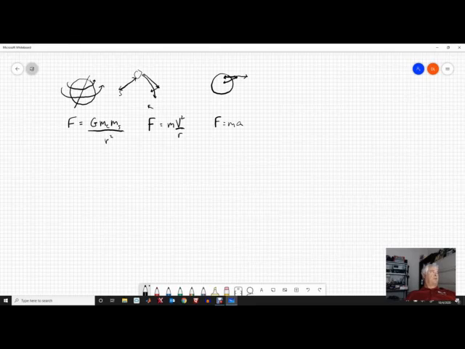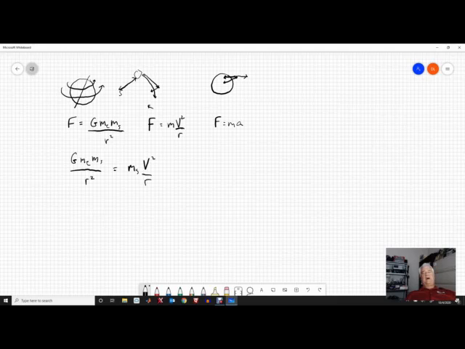So we're going to set these two equal. G M_E m_s over r squared equals m, what mass? Well, that's the mass of the satellite, v squared over r.